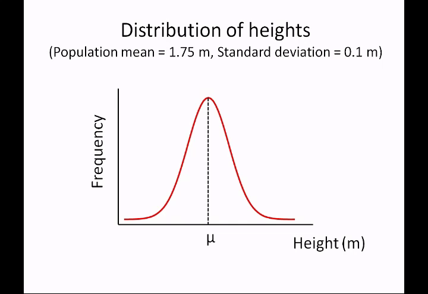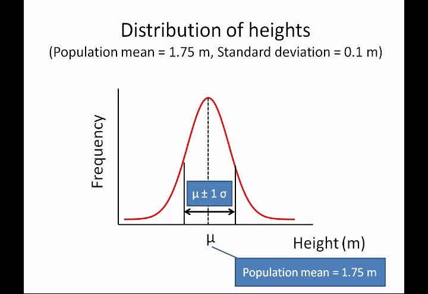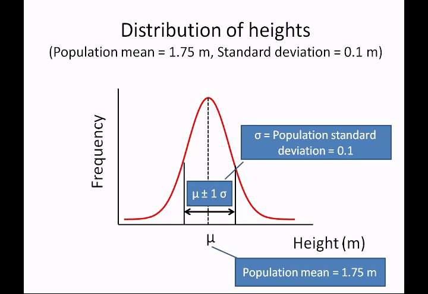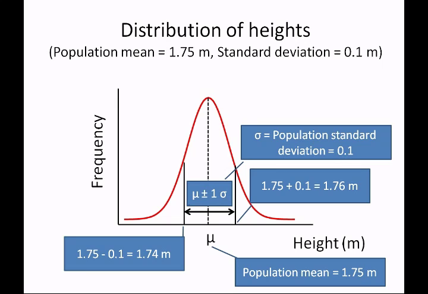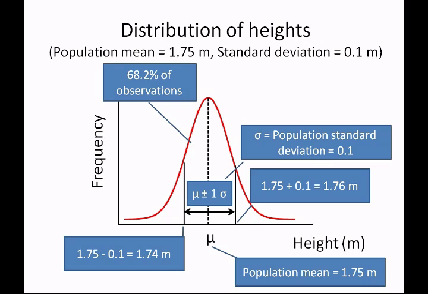Here we have a distribution of a population of heights. The mean value mu has a value of 1.75 meters, and the standard deviation has a value of 0.1 meters. If we take a range from the mean plus or minus a single standard deviation, what we find is the lower limit of that will be 1.74 meters and the upper limit will be 1.76 meters. And what we find is that 68.2% of all observations fall within that range.